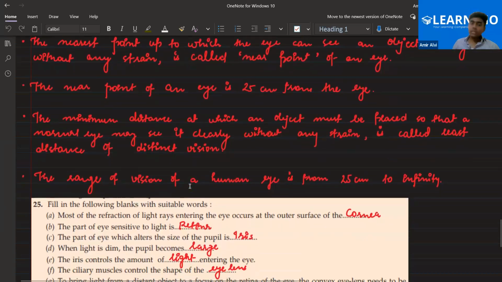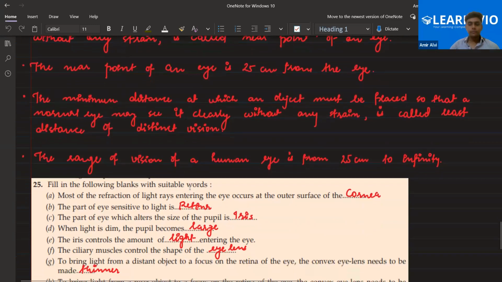Next, the range of a human eye is basically from 25 centimeters to infinity. Any doubt so far? Okay, that's great.